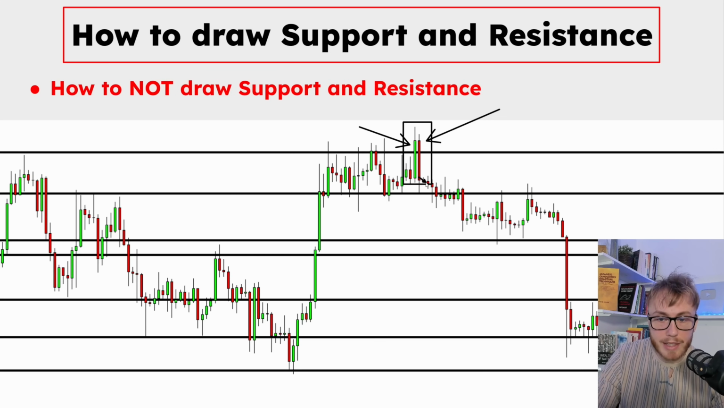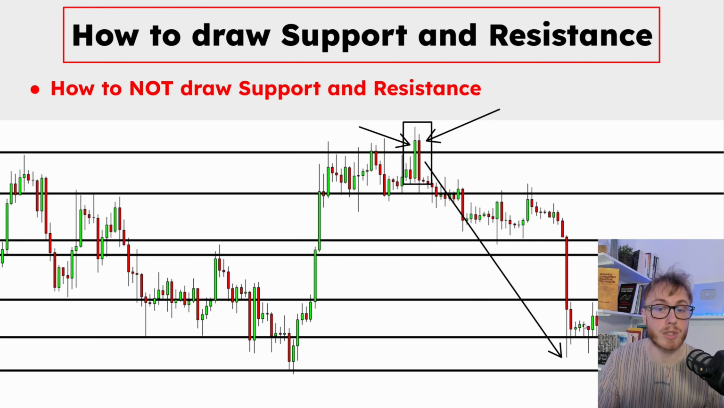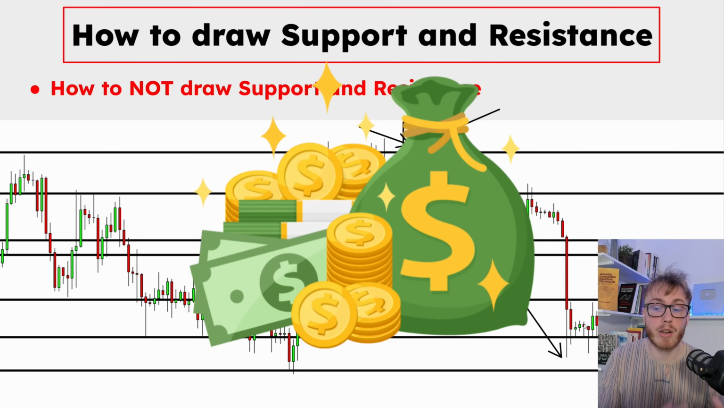So at this point you might think, let's not take this trade because we have a support level right here. Because you had too many levels on the chart, you did not take this trade. But if you actually look at how this trade played out, you can see that this was the beginning of a very large move towards the downside, and you would have made a lot of money.